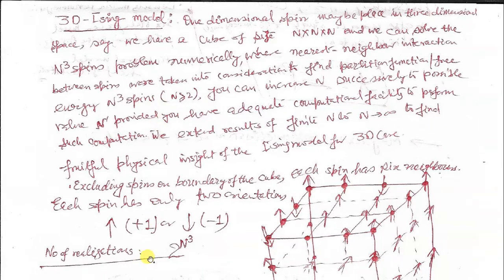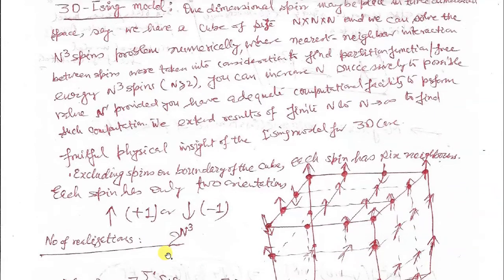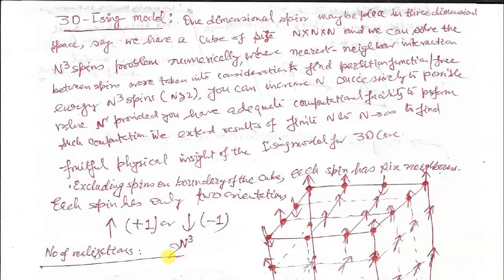where you can work out the Hamiltonian of the system using some numerical method, assuming nearest neighbor interaction. You can have a total number of possible spin orientations: each spin has 2 orientations, either up or down, and you have a total number of spins of n cubed. So the total number of possibilities is 2 to the power n cubed. For each of these possible realizations you can calculate the Hamiltonian of the system.